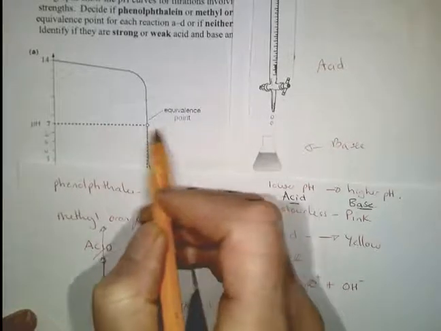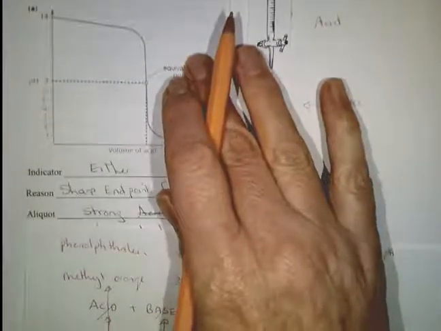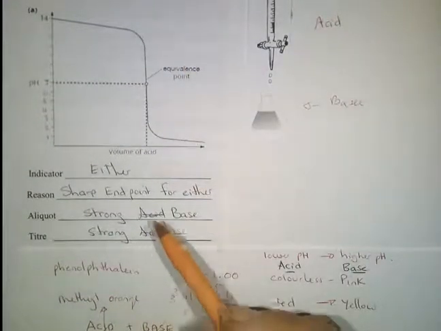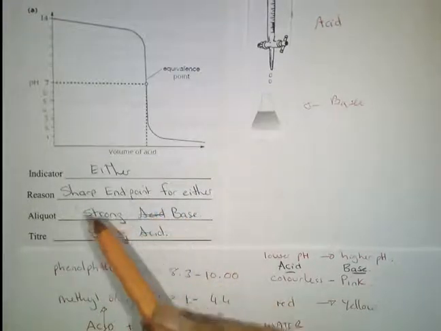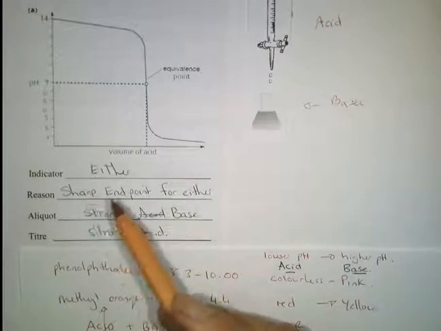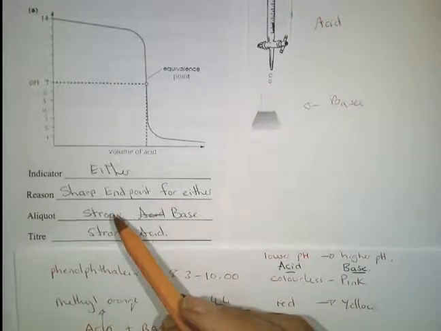You've only added a little bit of acid and the color changes really quickly. So in that case, you could use either indicator, because they both have sharp endpoints. They use the word sharp when quick would have been a better word, but anyway.